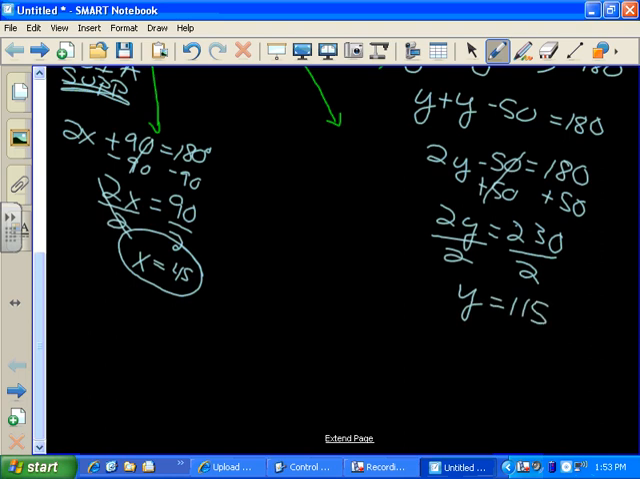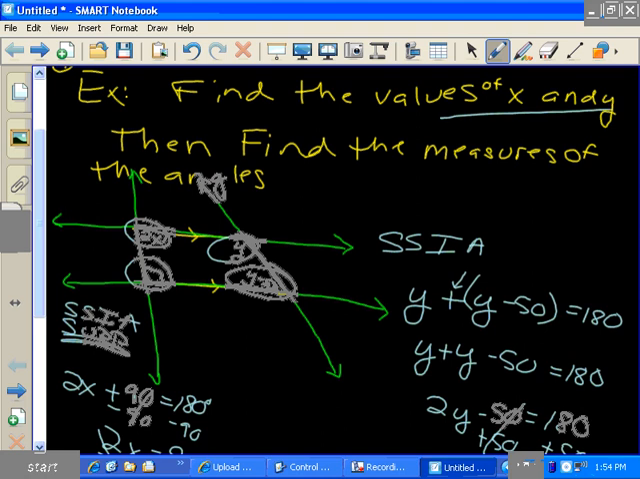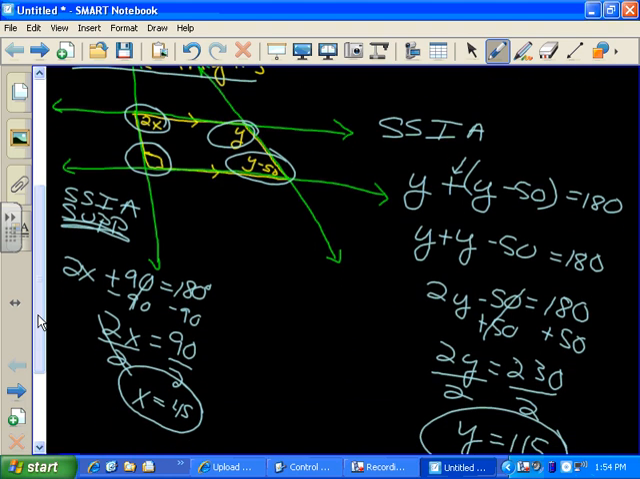Right? So, we solved for x and y, but keep in mind what the problem asked us to do. It said, find the values of x and y, which we did, then find the measures of the angles. So now we've got to go back to our original problem. But I'm going to list out what our angles were. So, we had a 90-degree angle right there. I'm going to forget about that because they already told us what that was.